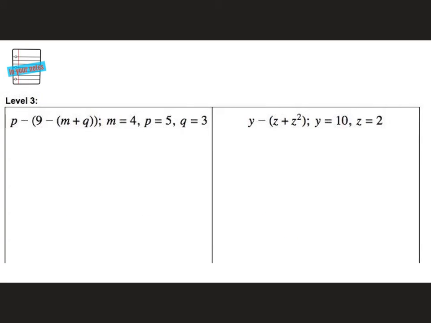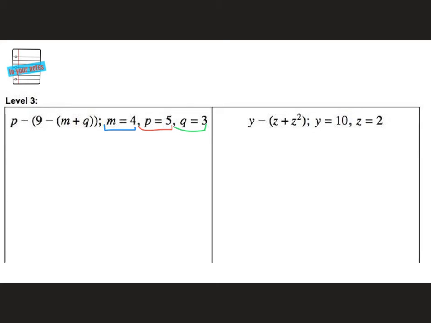On to some level 3 examples. These get quite a bit trickier. So now we have multiple variables. Wherever I see m, I'm putting 4. Wherever I see p, we'll put 5. We'll try and work with some different colors here. Wherever I see q, we'll put 3.